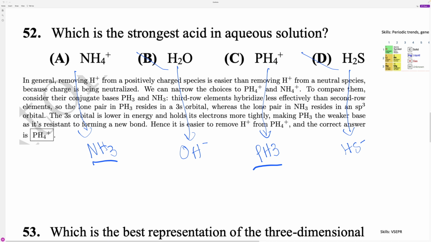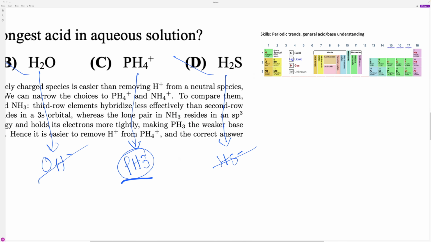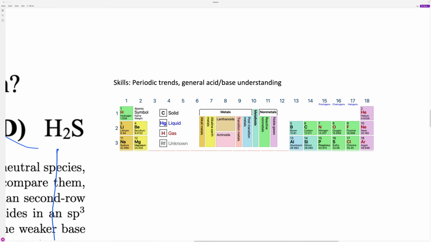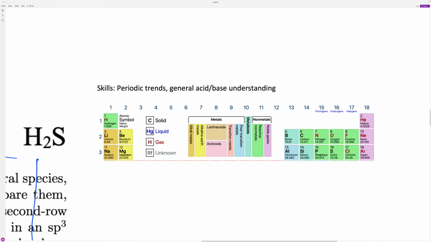So how do we actually narrow down A and C? We have the conjugate bases PH3 and NH3. So let's go over to the periodic table here. You'll notice that the only atom by which they change is the central atom, nitrogen and phosphorus, for NH3 and PH3 respectively.